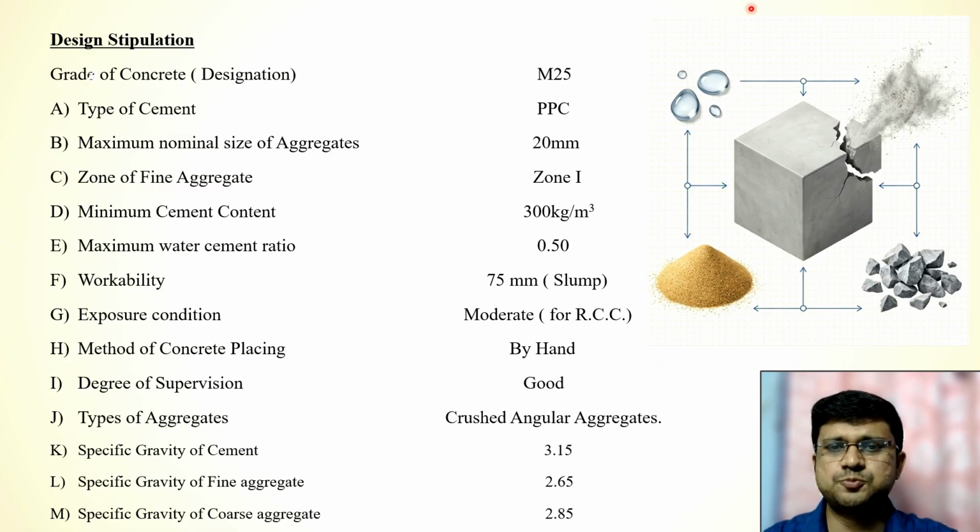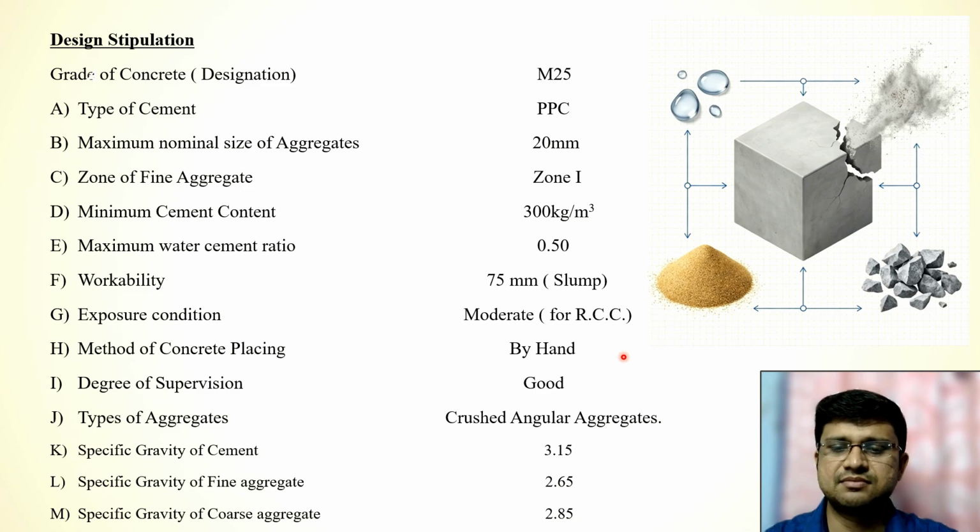Now, let us first understand the design stipulations. These are the basic requirements for our mix design. We are designing M25 grade of concrete. Type of cement is PPC. Maximum nominal size of aggregate is 20 mm. Zone of fine aggregate is Zone 1. Minimum cement content is 300 kg per cubic meter. Maximum water cement ratio is 0.50. Workability is 75 mm slump. Exposure condition is moderate for RCC.